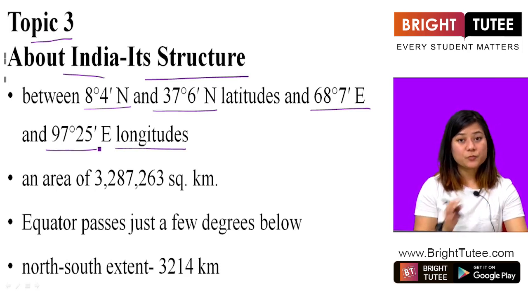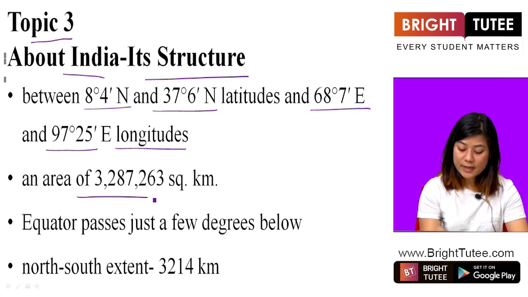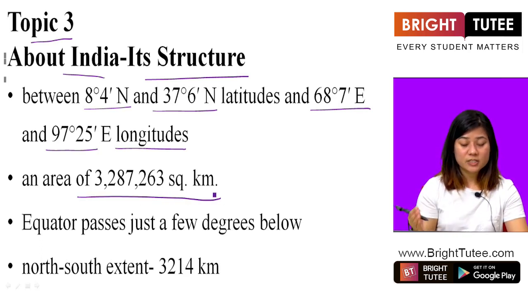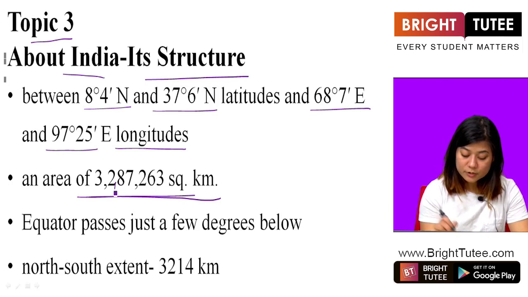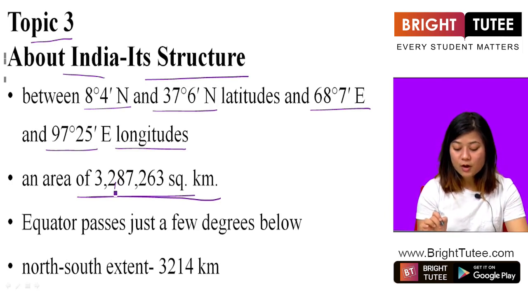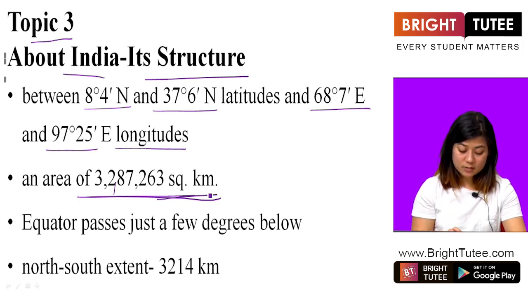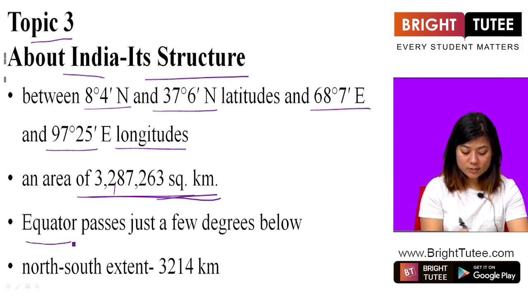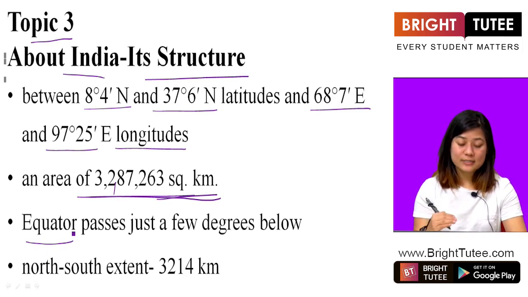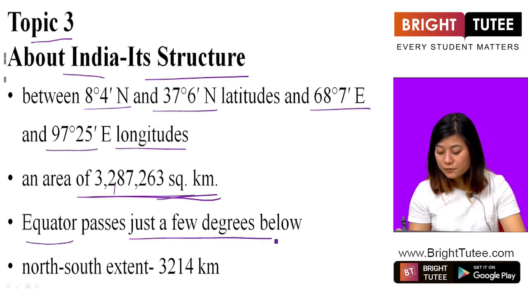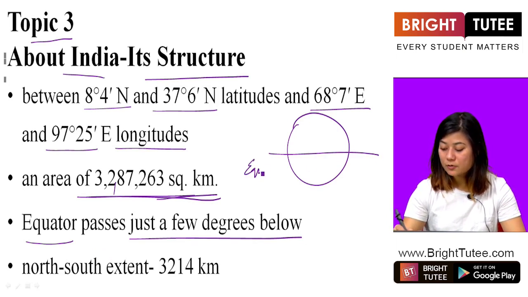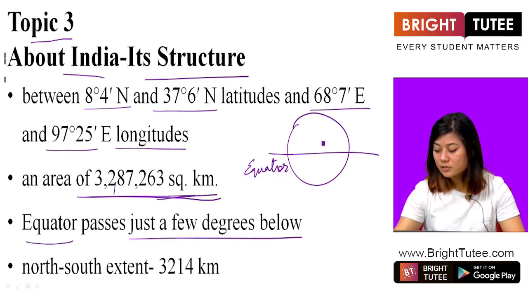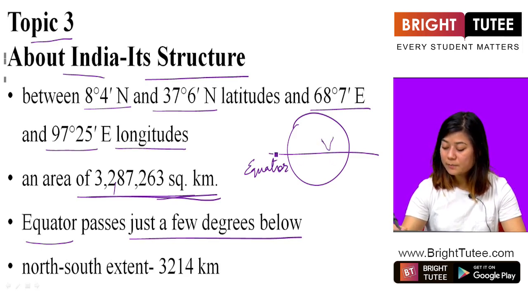And the area, which we did in million square kilometers, but here we have put in numbers or many digits. So the area covered by India is 32,87,263 square kilometers. And we know that the equator, one of the central latitudes, passes just a few degrees below. In the map we saw, if this is the equator, India is right here. So it passes India by just a few degrees.